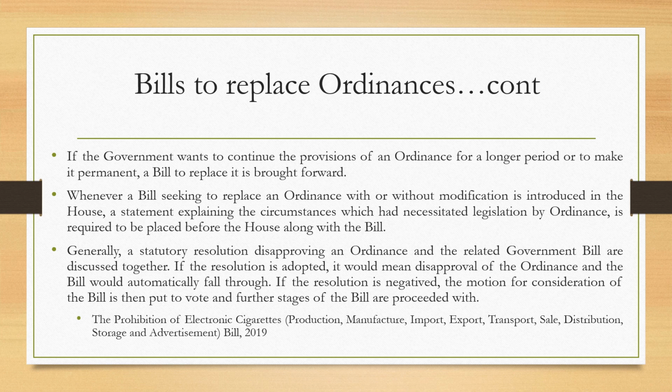If the government wants to continue the provisions of the ordinance for a longer period or to make it permanent, a bill to replace it is brought forward. Whenever a bill seeking to replace an ordinance, with or without modification, is introduced in the House, a statement explaining the circumstances which had necessitated legislation by ordinance is required to be placed before the House along with the bill.